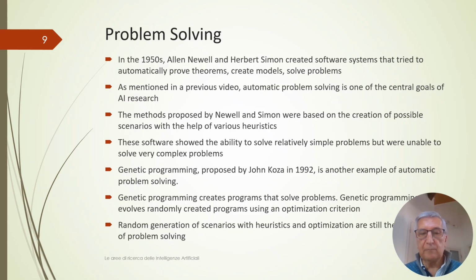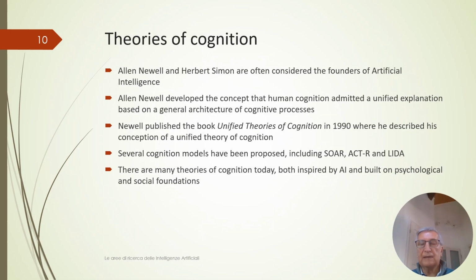Genetic programming, proposed by John Koza in 1992, is another example of automatic problem solving. Genetic programming creates programs that solve problems. Genetic programming evolves randomly created programs using an optimization criteria according to genetic rules. Random generation of scenarios with heuristic and optimization is still the key to problem solving in artificial intelligence.